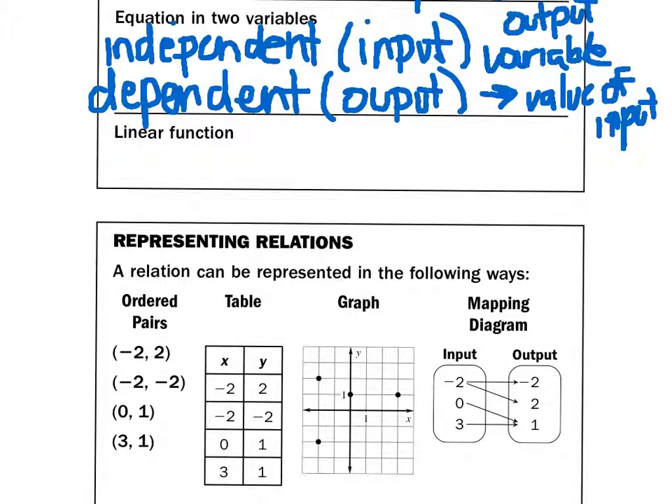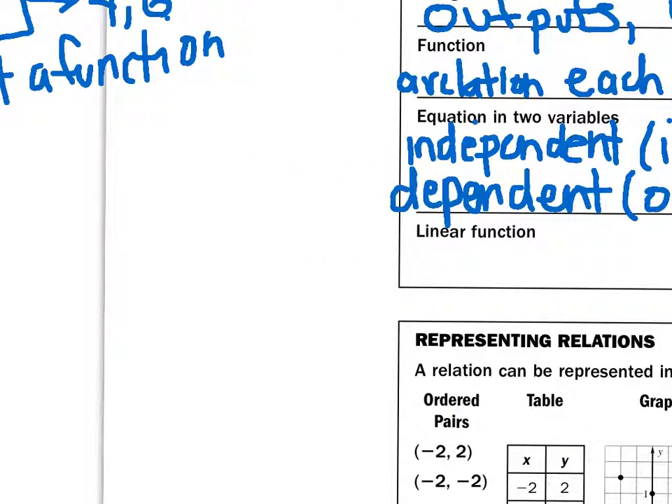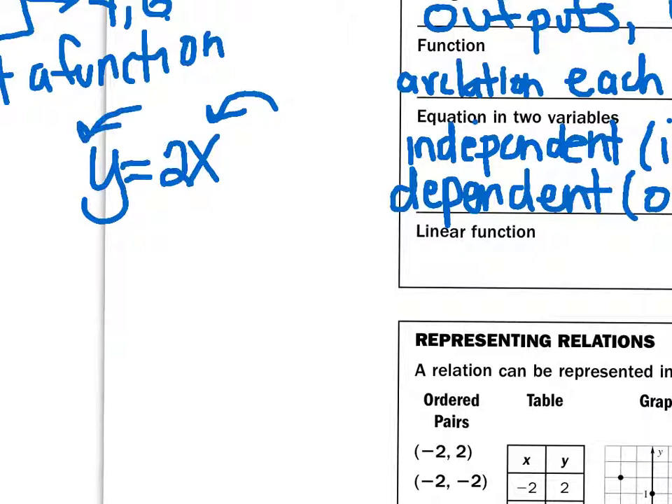This is just a fancy way to say that if I have something like y equals 2x, we have two variables here, and whatever I put in for x, that matters to what I put in for y. So x is our input or independent variable. I can choose anything I want for the x, but because I choose a certain number for the x, then y is set at a certain number. It's the dependent output.